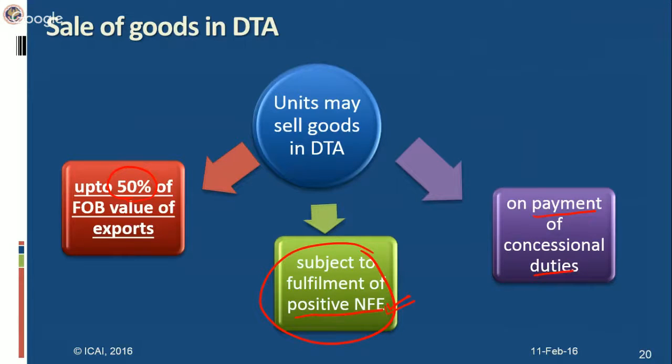Whenever an EOU makes a sale in DTA, it will be subject to duty, but those duties will be concessional duties. Otherwise, if it has to make the payment on full duties, then after 50% of the FOB value of exports, it can make the sale in DTA on payment of full duties, but concessional duty payment will be allowed till 50% of the FOB value of exports.